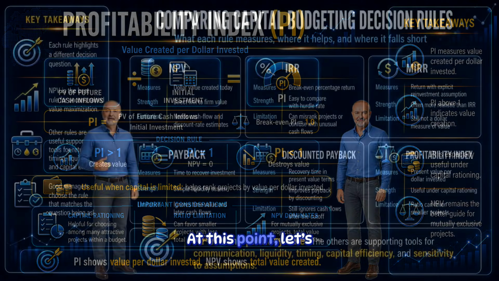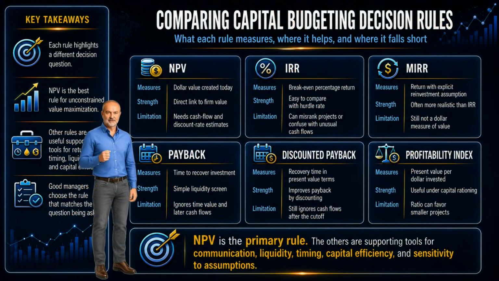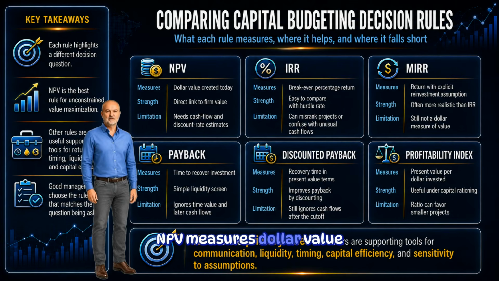At this point, let's compare the decision rules as a group. Each rule emphasizes a different aspect of the investment decision. NPV measures dollar value created today. Its greatest strength is that it connects directly to firm value. Its main challenge is that it requires estimates of cash flows and an appropriate discount rate.